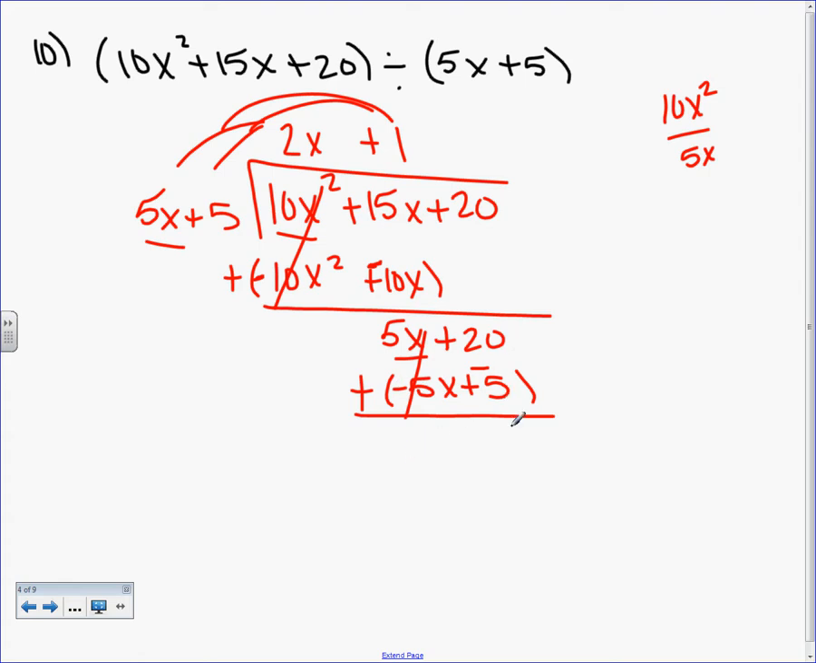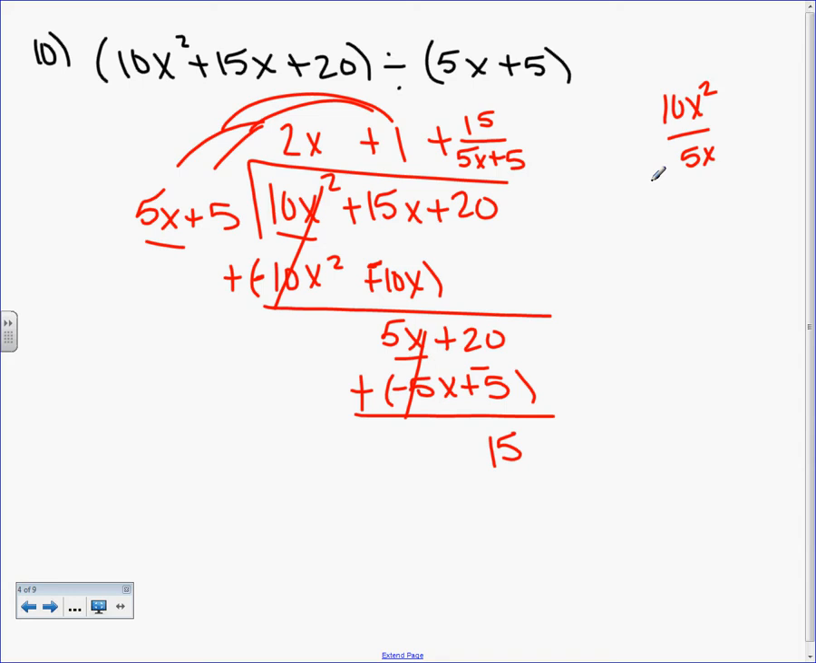What's 20 plus negative 5? 15. Back in elementary school, you would have written R15. We're not in elementary school. So it's 15 over what you divided by. What's that R mean? Back in elementary school, it meant remainder. You know? Eventually, you learned other things, but that's probably what you remember today. So 15 is our remainder, and it's out of what we divided by, the 5x plus 5. That's long division.